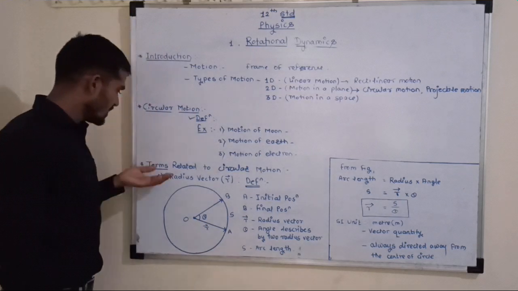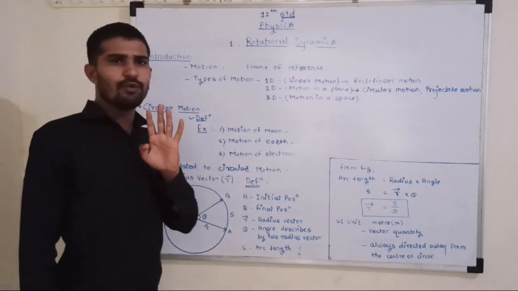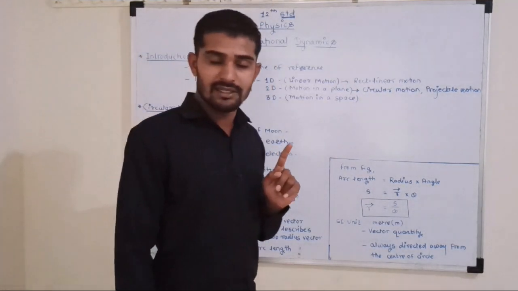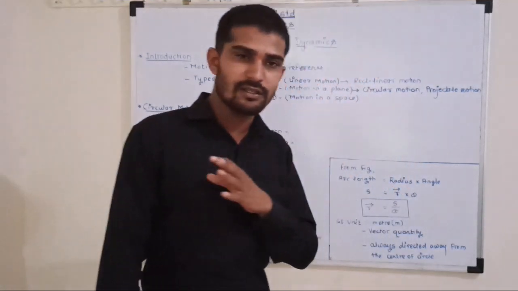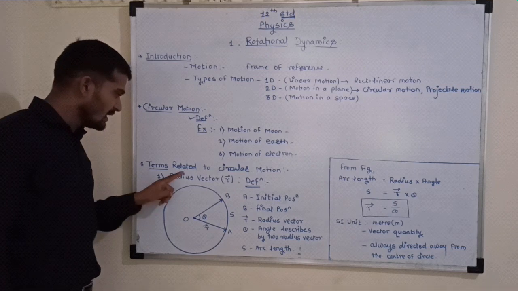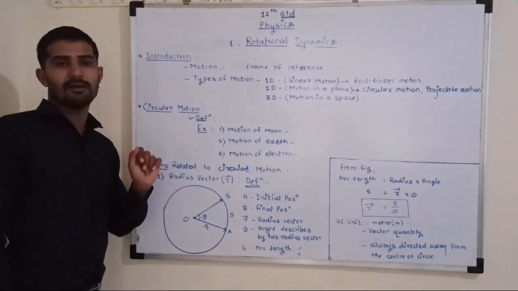Next, some basic terms related to circular motion. There are four basic terms. First one, radius vector. Second one, angular displacement. Third one, angular velocity. And fourth one, angular acceleration. The first term is radius vector, and it is denoted by r bar.